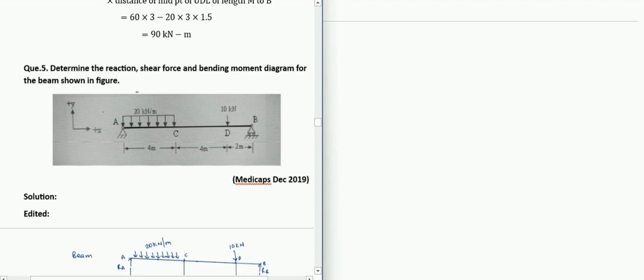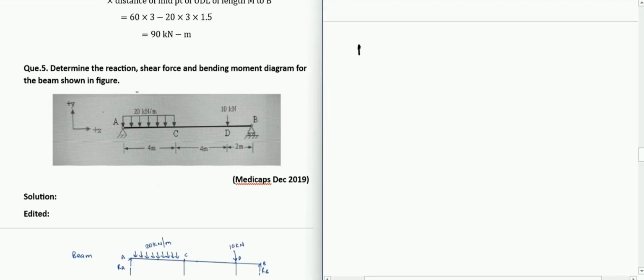So now we are going to solve this interesting numerical based on SFD and BMD. As you can see here, we have an AB beam. Between A and C, there is a uniformly distributed load. There is a point load at D. There is a hinge support at A, and there is a roller support at B. So let us see how we can solve this problem.